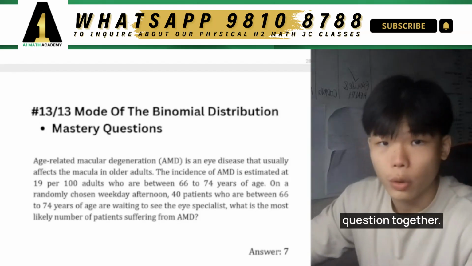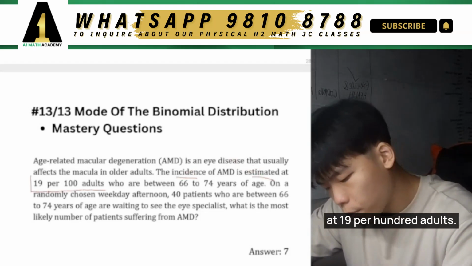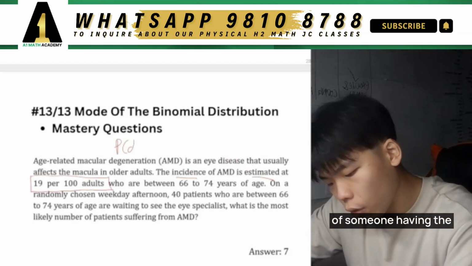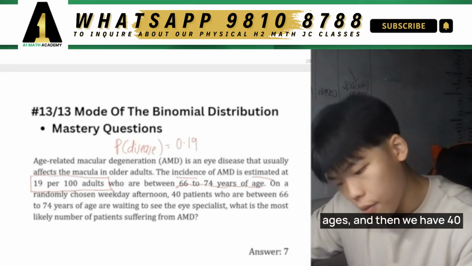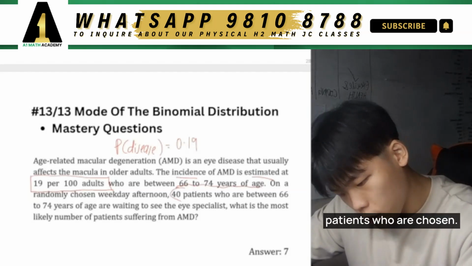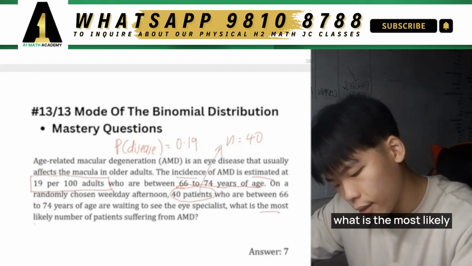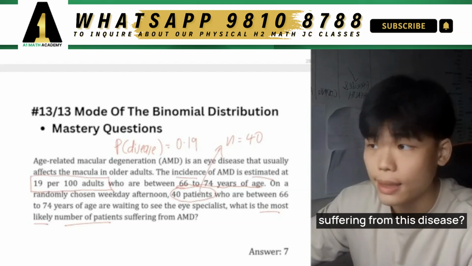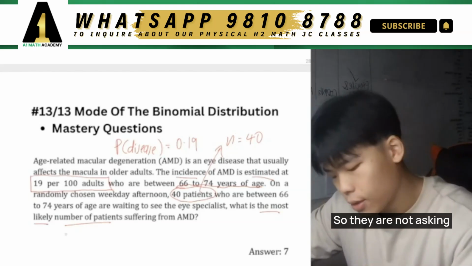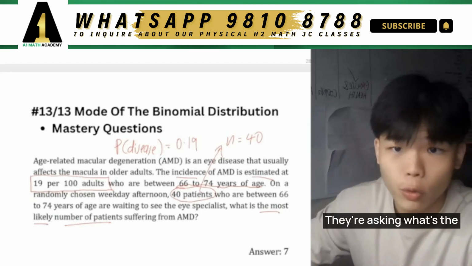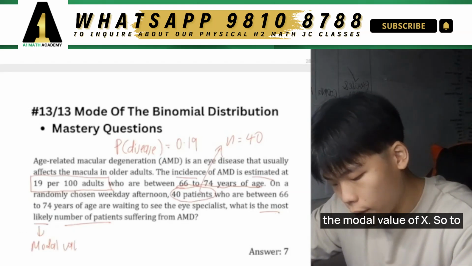Okay, let's break down this question together. We've got a disease, and the incidence is estimated at 19 per 100 adults. That means the probability of someone having the disease is roughly 0.19, right? And then we have 40 patients who are chosen, so our n value is 40. They ask us, what is the most likely number of patients suffering from this disease? So the question is actually asking, what is the modal value of x? They are not asking what's the expected value. They're asking what's the most likely. So whenever you see the words most likely, they're asking us what's the modal value of x.